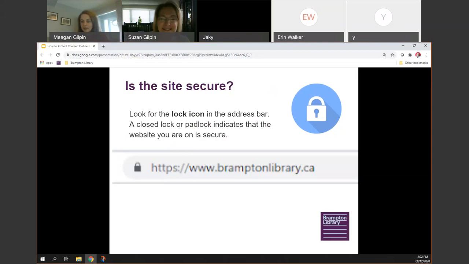Oh, and I see a comment. If we are accessing websites from cell phones, that's a good question. Erin, maybe you can address this one. If we're accessing websites from cell phones, how can we make sure that they are secure? I don't see the lock icon.